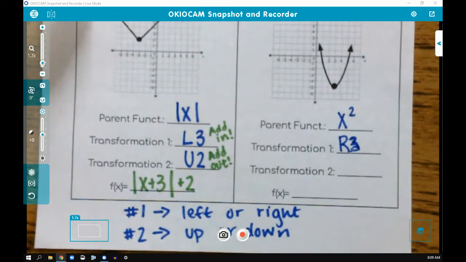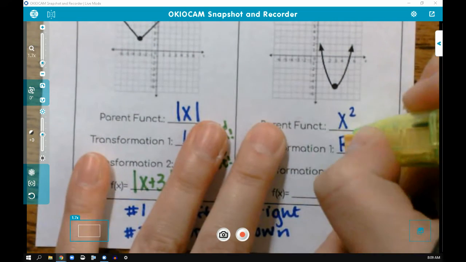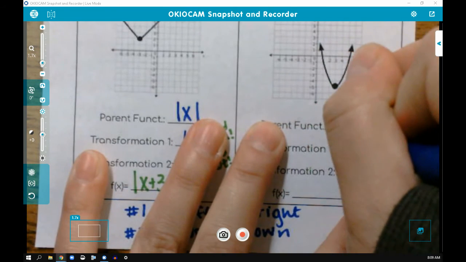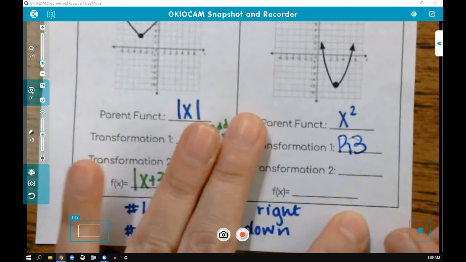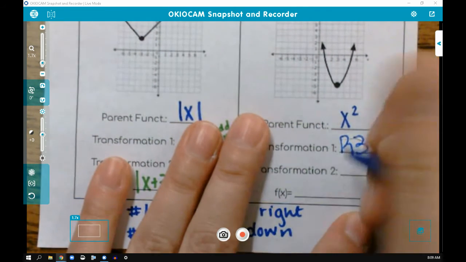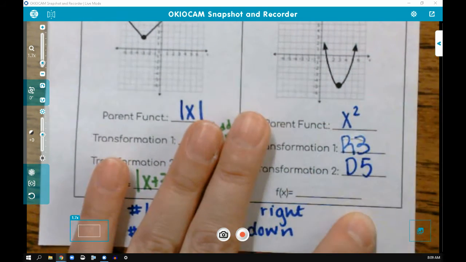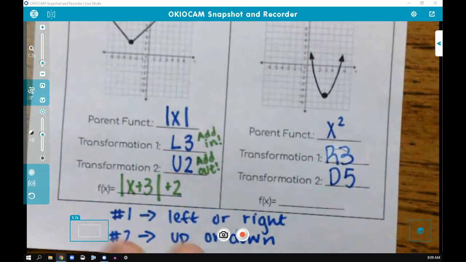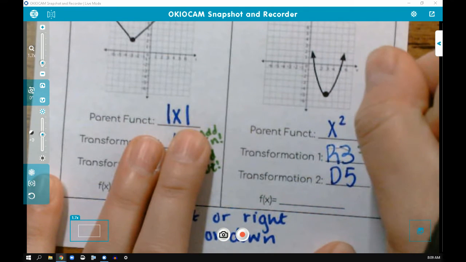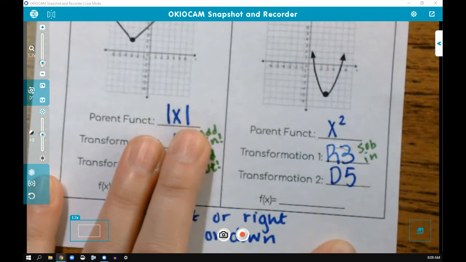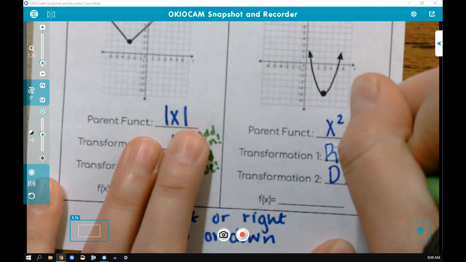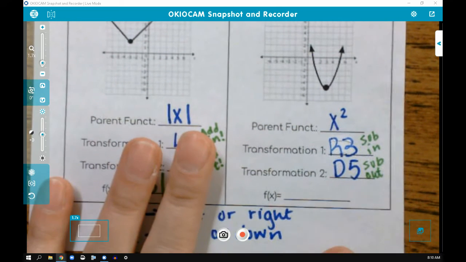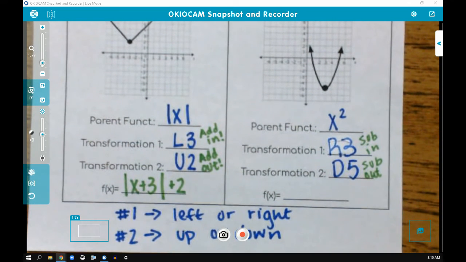So we go right 3. My paper moved. We're going to redo that. Number 3. R3. Much neater. Then it looks like you go down 5. Yep. R3, D5. So to go right, we subtract inside. So I need to subtract 3 inside. And then to go down, I need to subtract outside. So subtract inside, subtract outside.